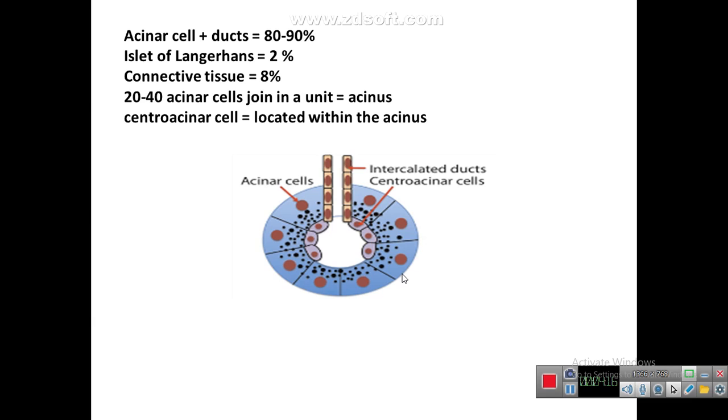This is a single acinar cell. 20 to 40 acinar cells combine together to form a unit known as acinus, and these are the centroacinar cells located within the acinus, and this is the intercalated duct.